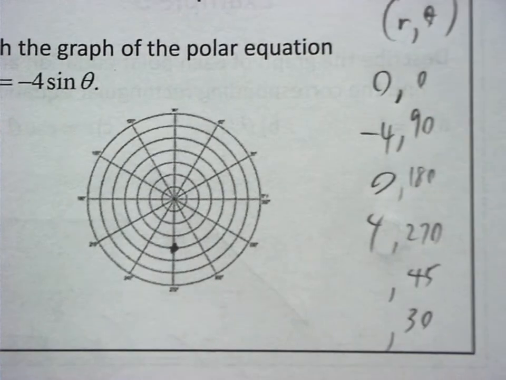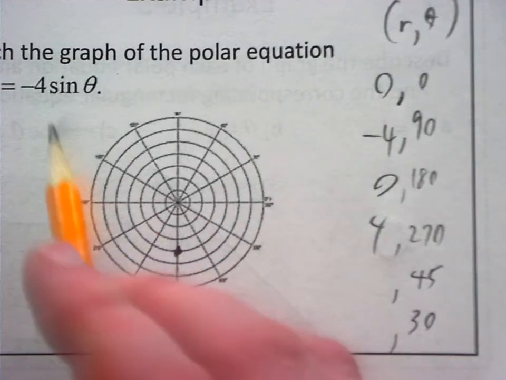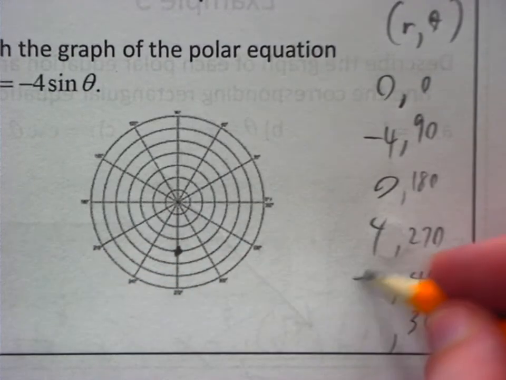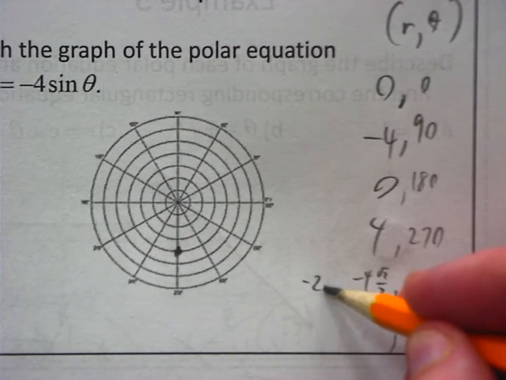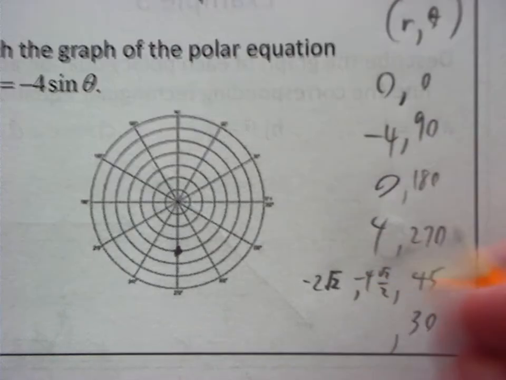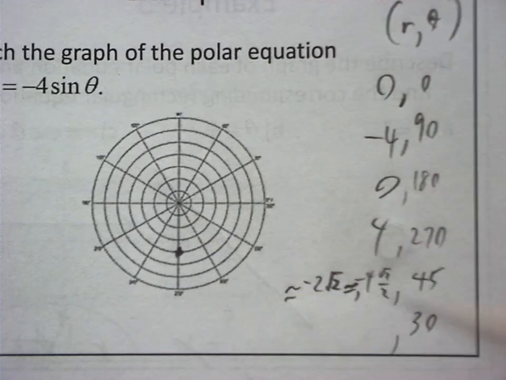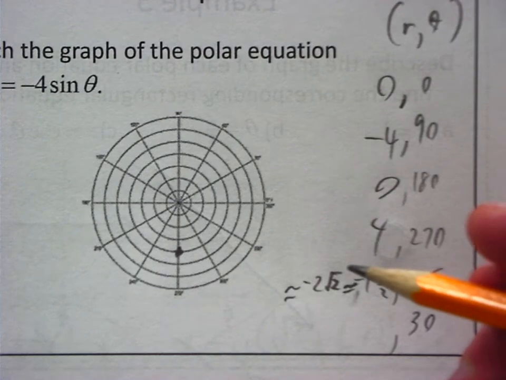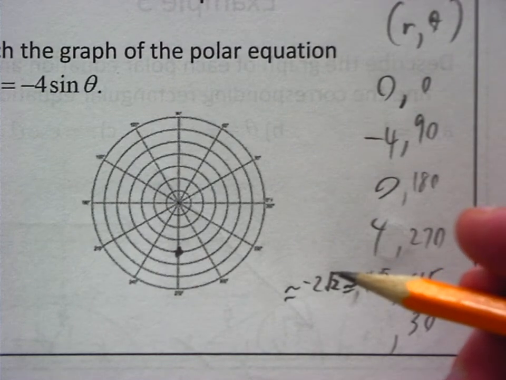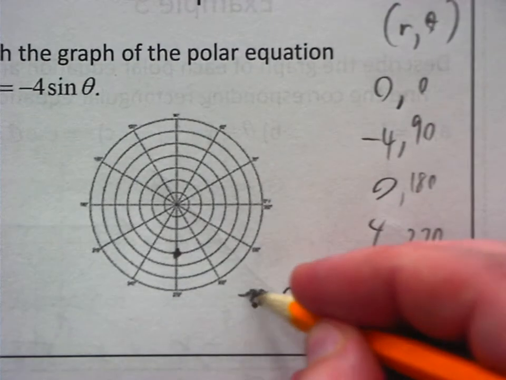That's why I want to do a couple more. At 45 degrees, what's sine of 45? Square root of 2 over 2. What's -4 times the square root of 2 over 2? Yeah, -2 root 2. And what's that approximate as a decimal? Considering square root of 2 is 1.414, my guess is it's 2.8 something. Yeah, -2.8. And I'm graphing this, so I'm going to call 2.8 good enough.